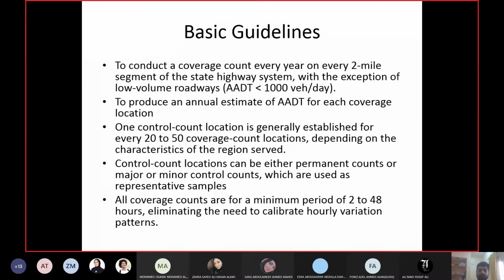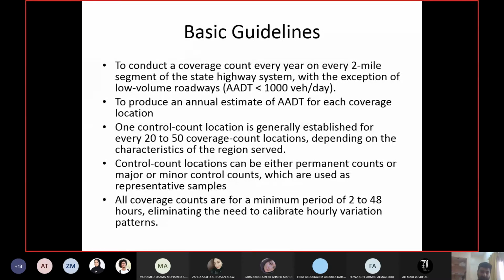Otherwise, you will have so many control count locations which you cannot manage. So we increase the ratio up to 1:50 as well. If you have 50 coverage locations in the same region for the same type of highway, even if you have one control count location, it is enough. Again, keep in mind the restrictions which we have. For arterials, 50 coverage count locations in the same region should have one control count location in the same region.